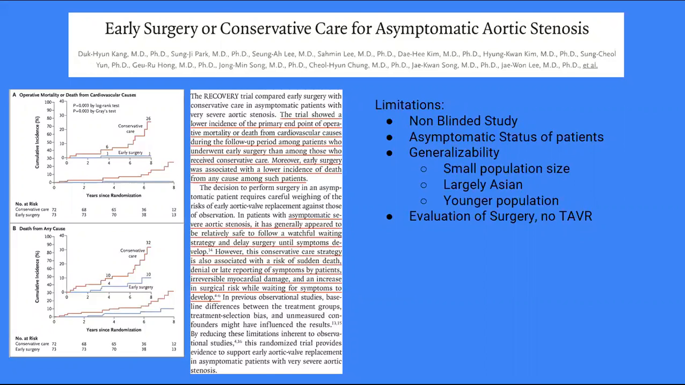And the reason that is important is because as the disease progresses, patients may minimize their own function and say that they're asymptomatic when they're truly not. And the study was in a largely Asian and younger population. The PARTNER trial had their populations in the mid 80s, if I recall correctly, and this study had their populations in their 60s. The trial looked at surgery, not TAVR.